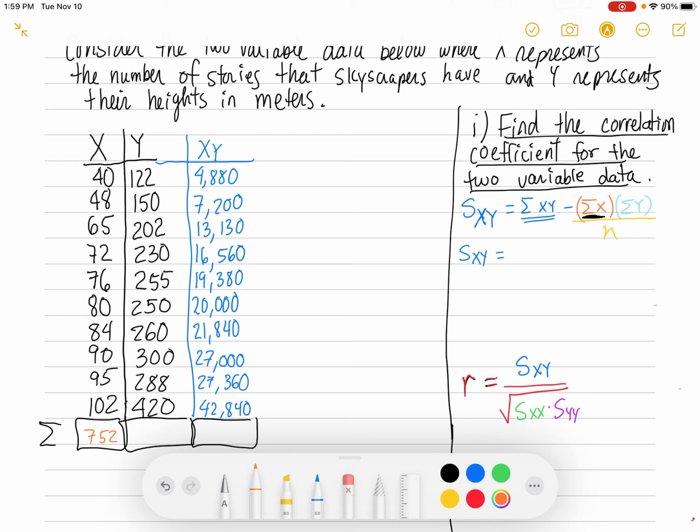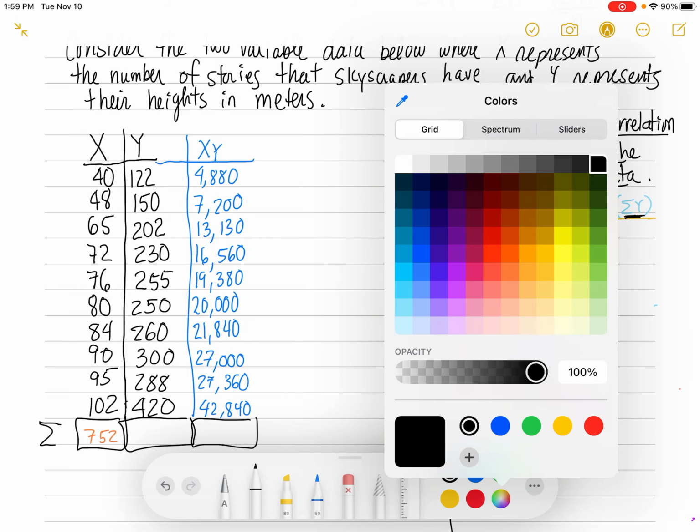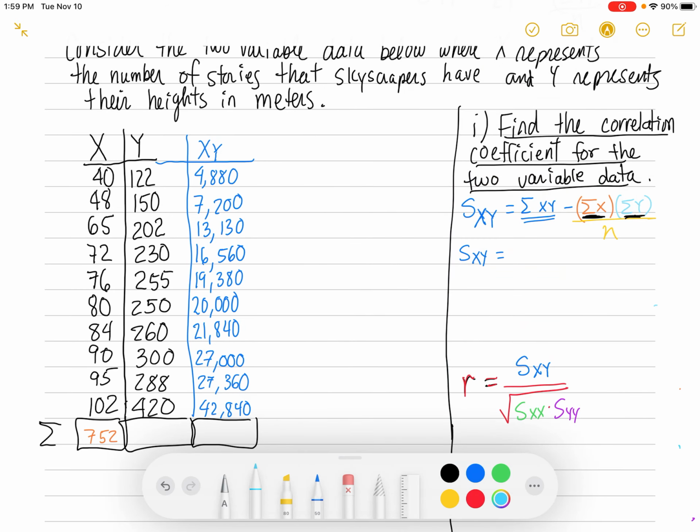Okay, add those up. And if you add up the y column, that's what this is right here, the sum of the y's. If I add up the sum of the y's, let me get that baby blue color. It's 122 plus 150 plus 202 plus 230 plus 255 plus 250 plus 260 plus 300 plus 288 plus 420 is 2,477.